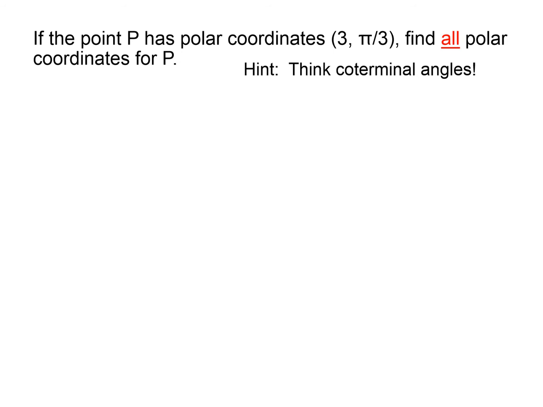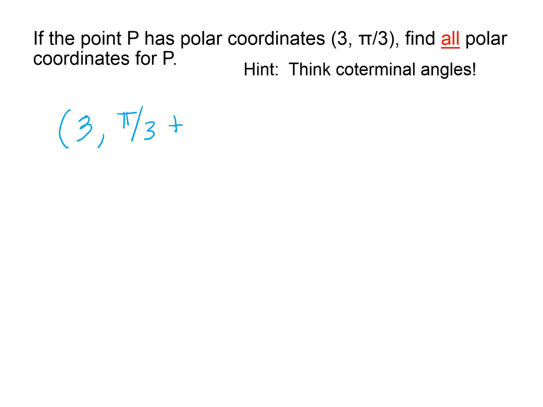All right, it says if the point P has polar coordinates (3, pi over 3), find all polar coordinates for P. And so the hint that I've given you here says think coterminal angles. So going back to chapter 4, we also kind of used this in chapter 5 as well when we were finding all solutions to an equation. The easiest one for me is I just kind of write down the polar coordinate, but since it talks about coterminal, remember coterminal angles differ by a multiple of 2 pi.